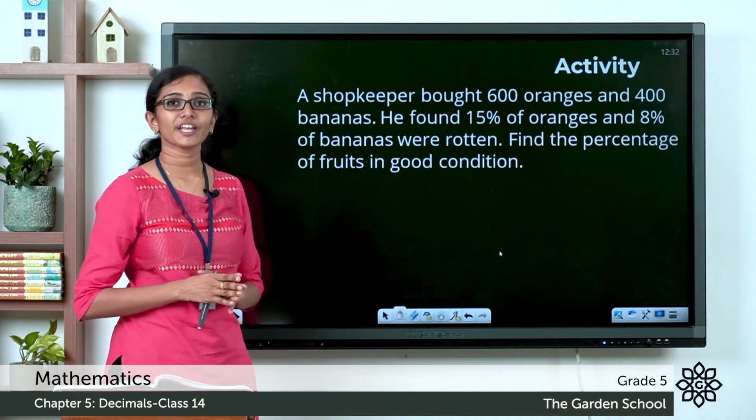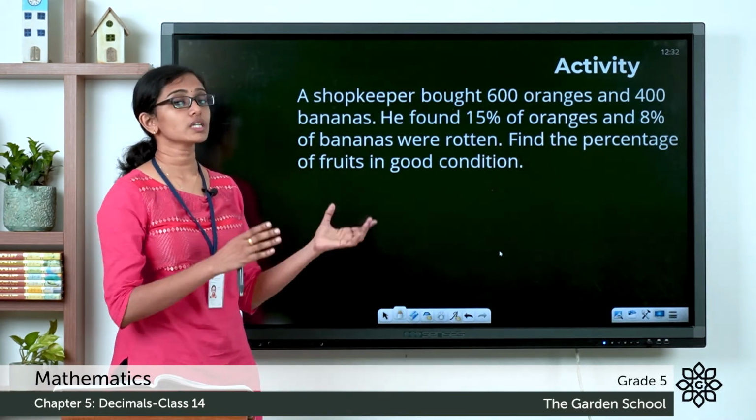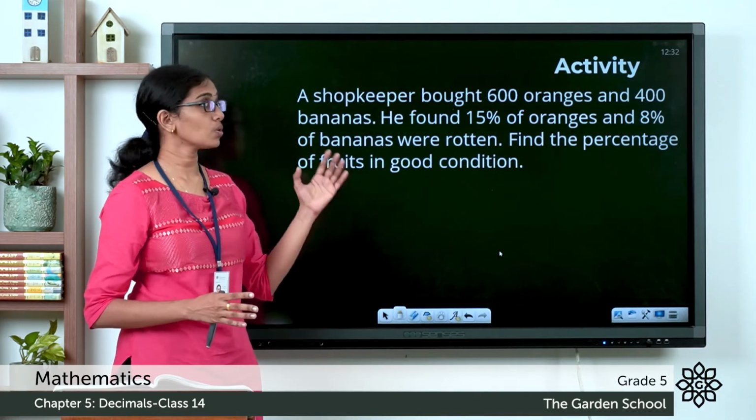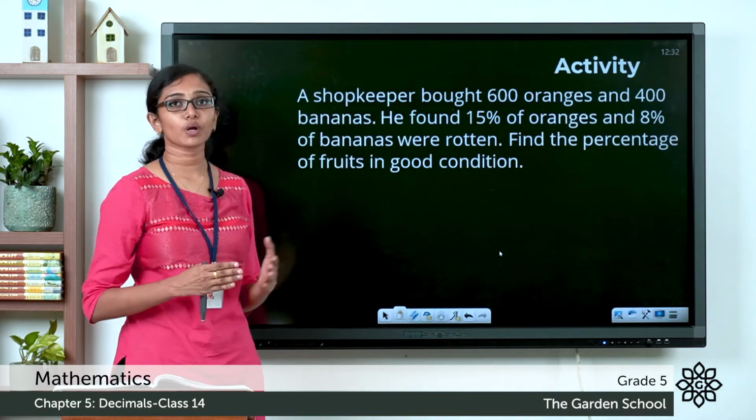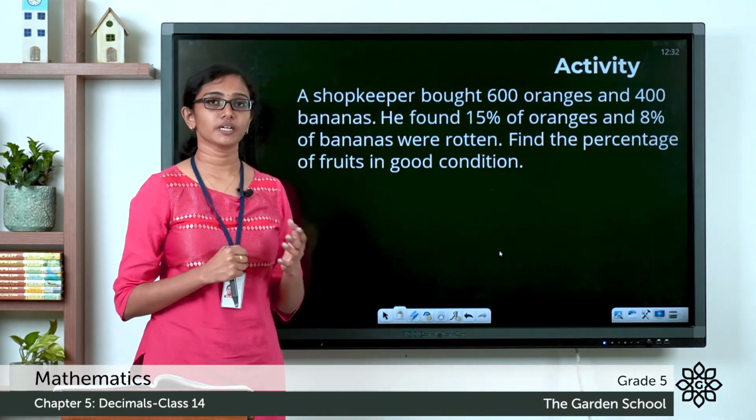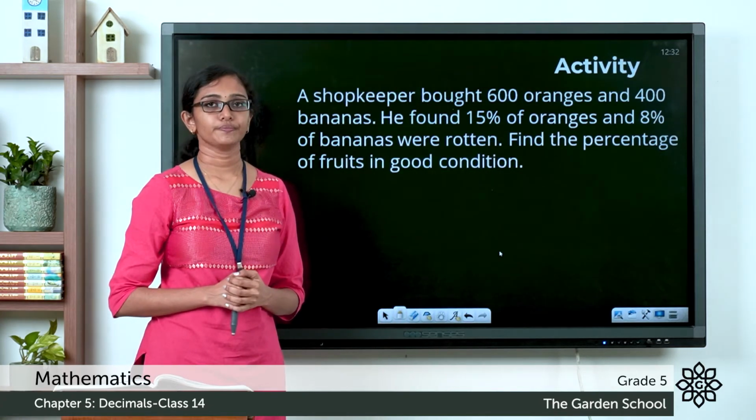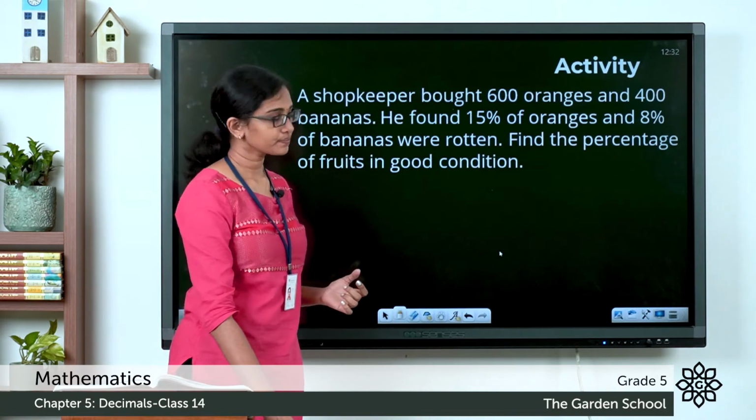So if we know the number of rotten fruits, we can find out the number of fruits in good condition because we know the total number of fruits that he bought. So once we know the number of fruits in good condition, we can easily find out the percentage of fruits in good condition. So let's write down the steps from the data given in the question.